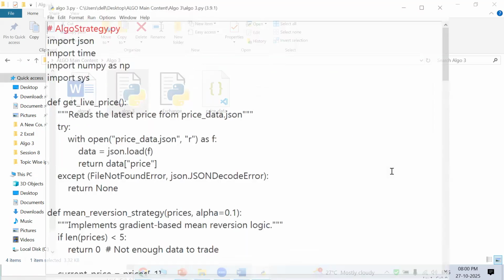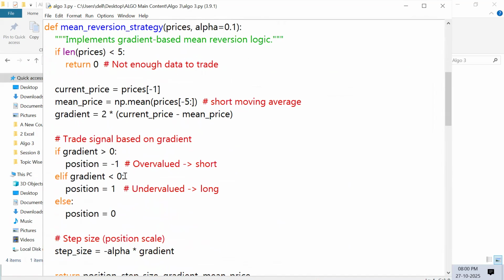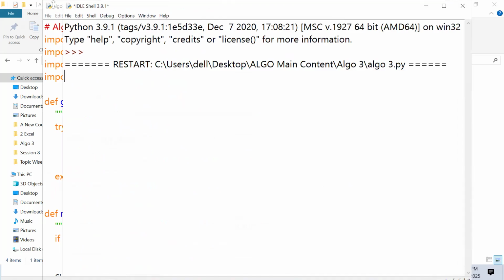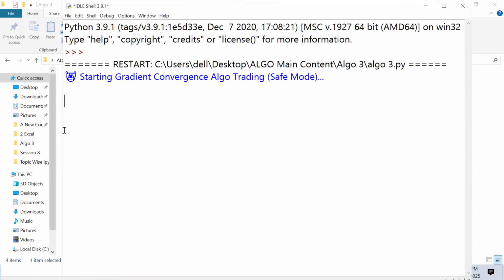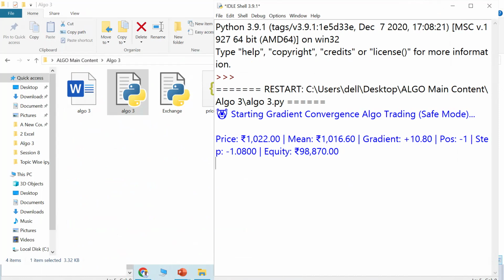I'm just opening the ALGO. Whatever I explained to you, I have taken into the logic of this. I'm going to run this ALGO now. It will run parallel to the price, so let me make these windows parallel to each other. This is in safe mode, because I've given it the name safe mode since I am stopping it after certain losses.